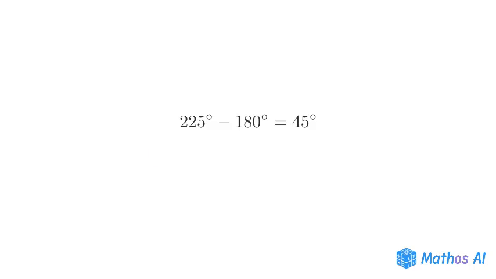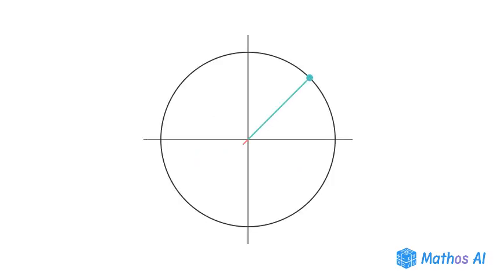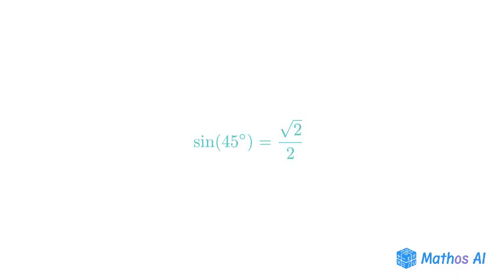To find the exact value, we use the concept of a reference angle. This is the acute angle formed with the x-axis. For 225 degrees, we subtract 180 degrees, which gives us 45 degrees. On the unit circle, 45 degrees is the same as 225 degrees, but measured from the x-axis in the third quadrant. The sine of 45 degrees is a well-known value, the square root of 2 over 2.